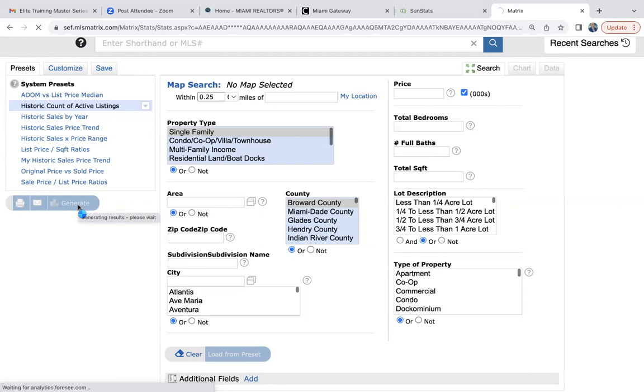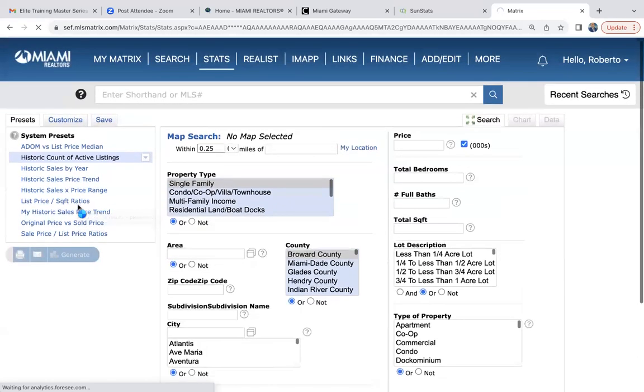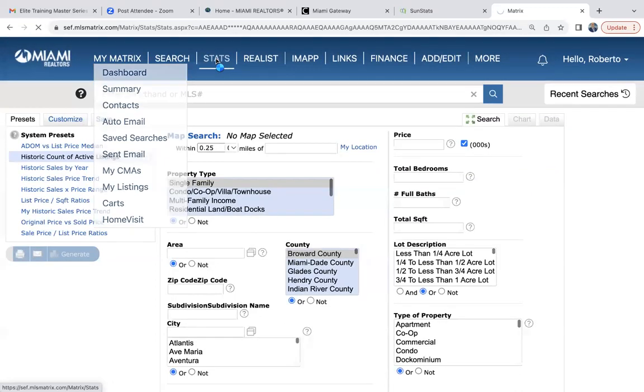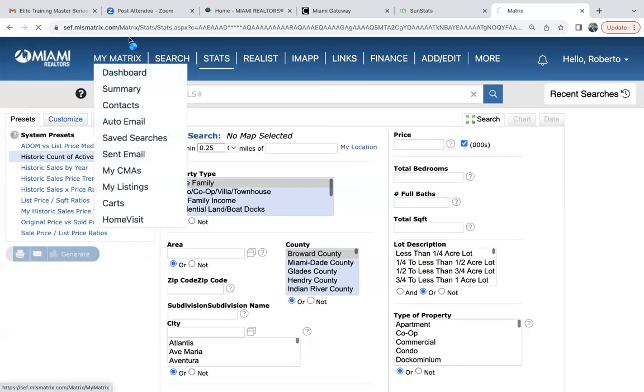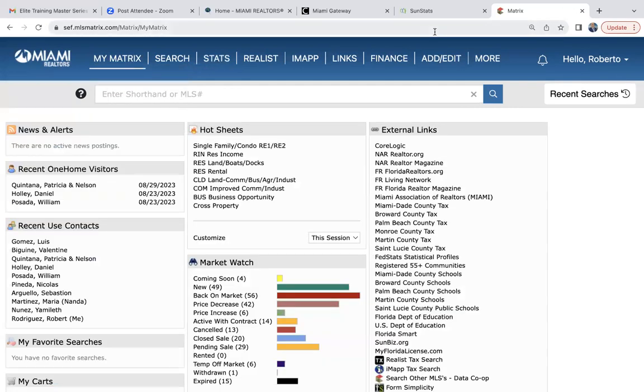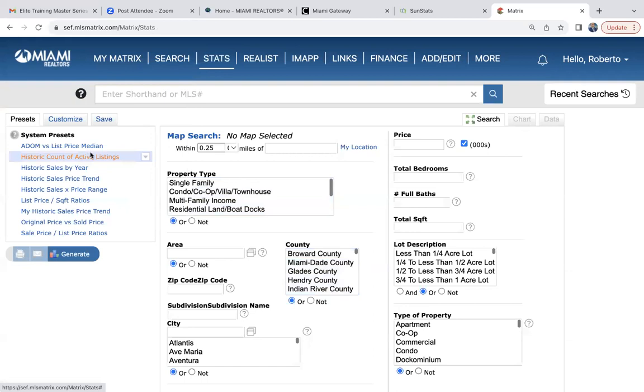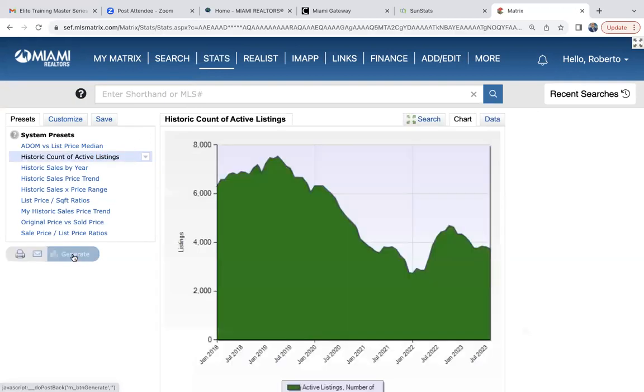So now the report's taking a bit to generate. It may have frozen on me, so I'm just going to go ahead and click on. All right, let's refresh this. All right, so active listings, single family, and Broward, generate.